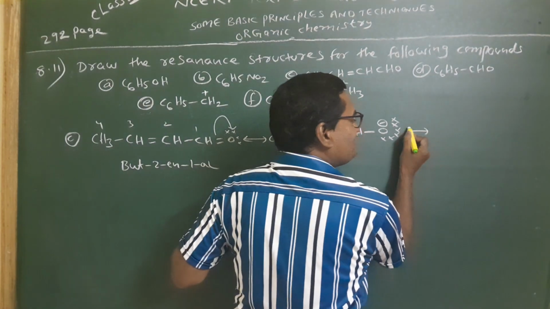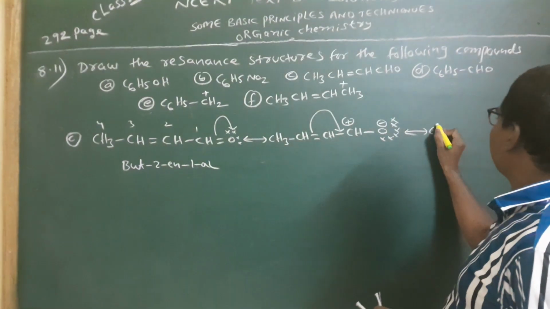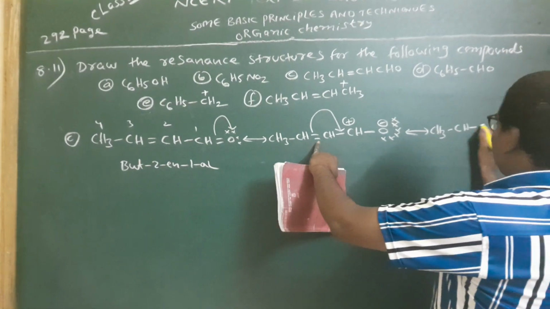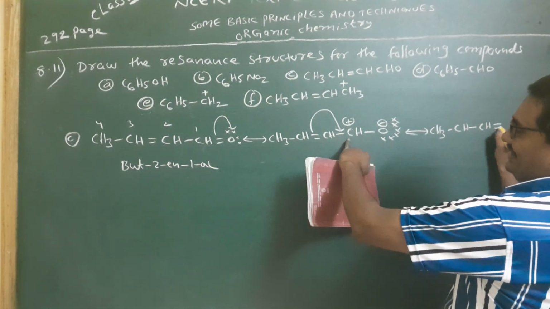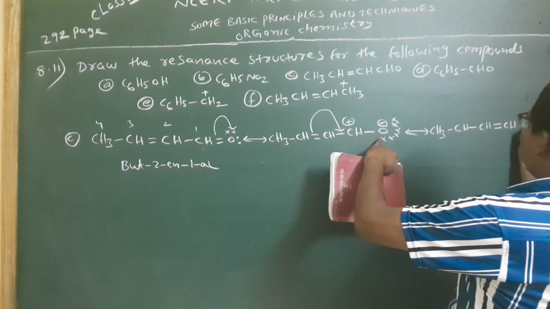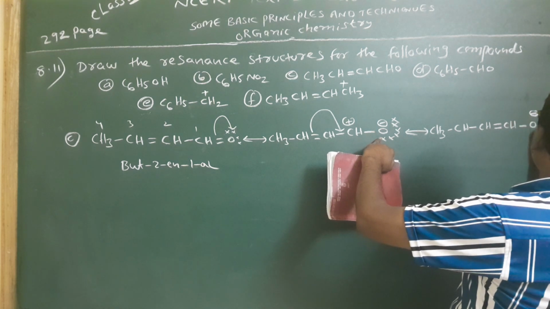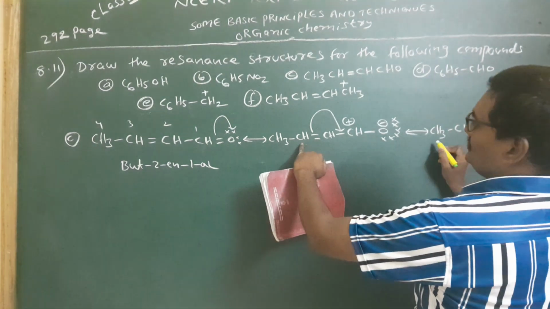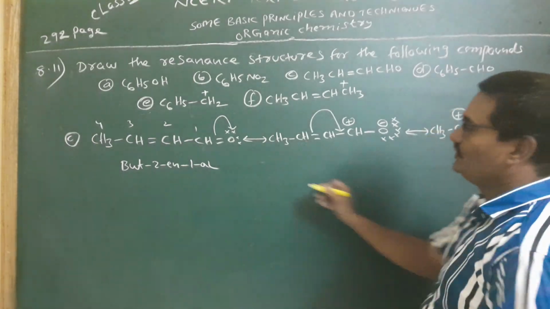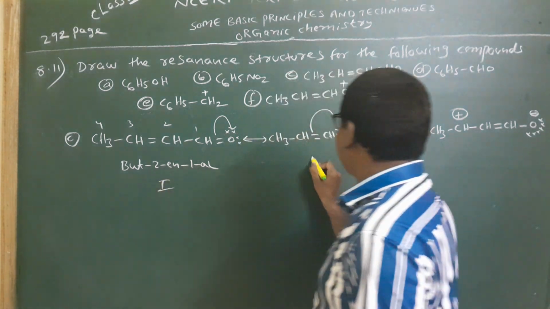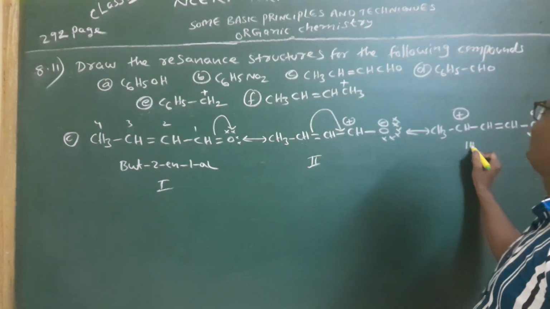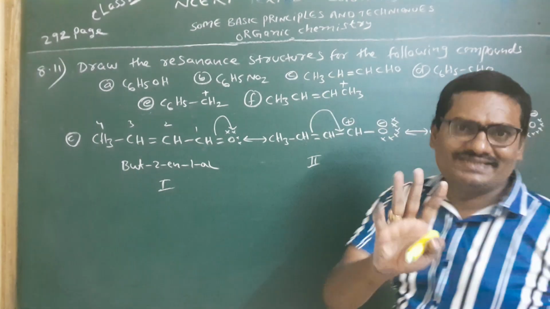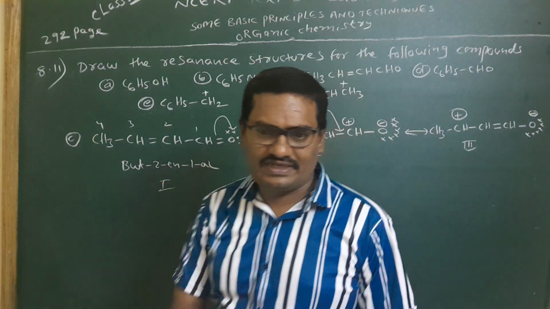So the third resonance structure is CH3, CH, single bond, CH, double bond, CH, O minus, it has 6 electrons. So the plus is in this place. So it is the first resonance, it is the second resonance, it is the third resonance. So but-2-en-1-al contains 3 resonance structures. So please note down, again I will explain.